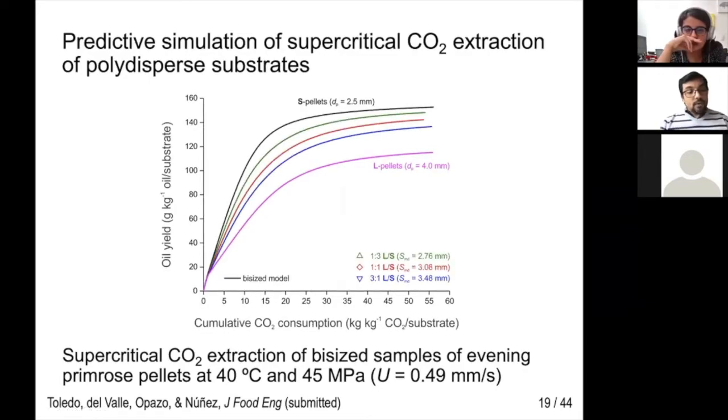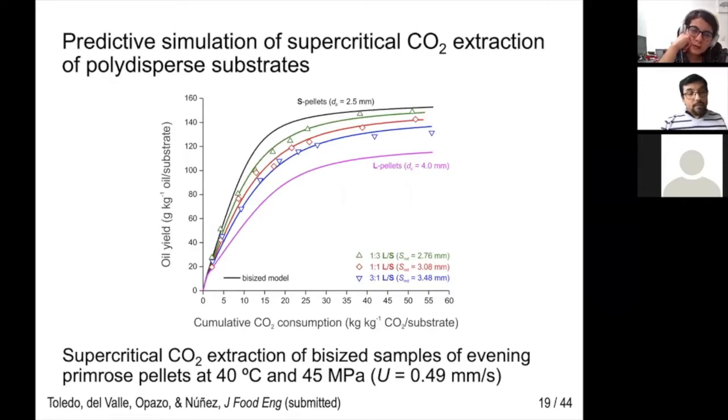Then the extraction of 3 different bed-size samples were simulated, corresponding to packed beds formed by L and S samples in different proportions: 1:3 green curve, 1:1 red curve, and 3:1 blue curve. The Sauter mean diameter for each packed bed is reported within parentheses. Comparison of simulated and experimental data highlighted the predictive nature of the model.